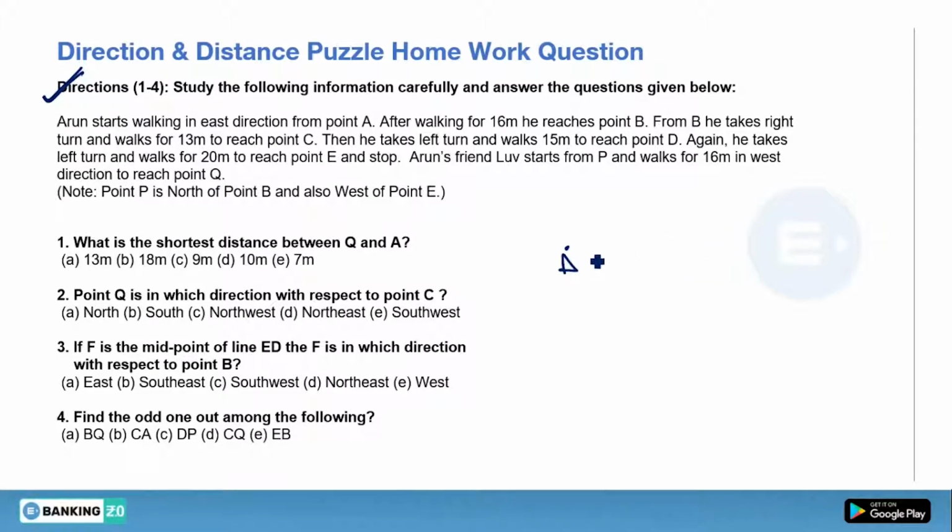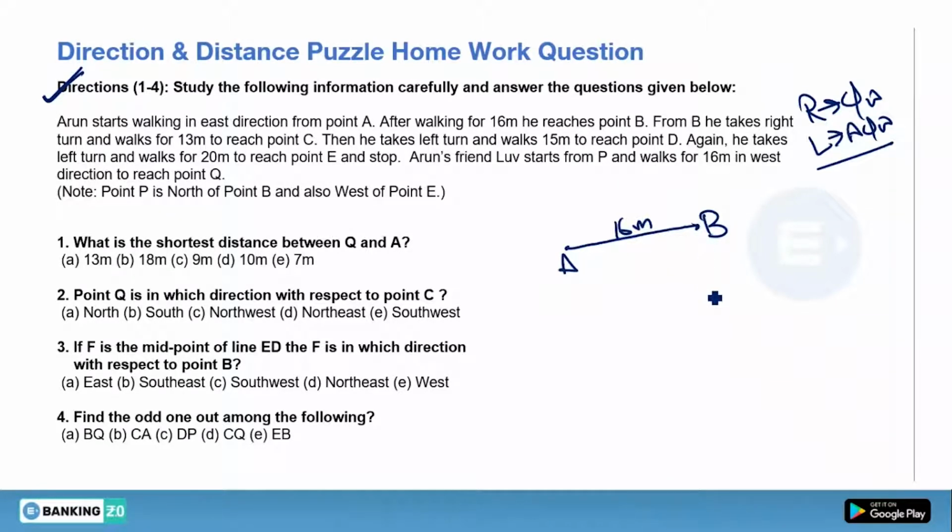So we know that east is on this side, on the right hand side. If we are facing north, east is on the right hand side. After walking 16 meters, he reaches point B. So he is going toward east, walks 16 meters and reaches point B. From B he takes a right turn and walks 13 meters to reach point C. We know that right is clockwise and left is anti-clockwise of every direction. So he is taking a right turn, which means we have to move clockwise by 90 degrees.